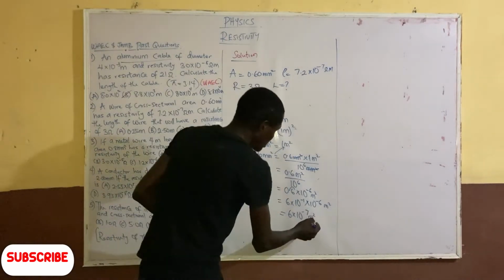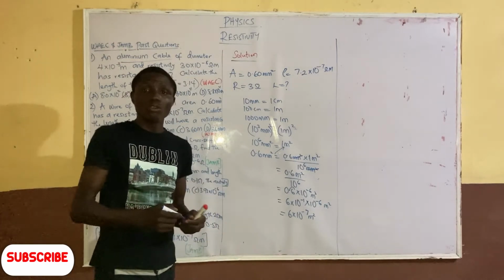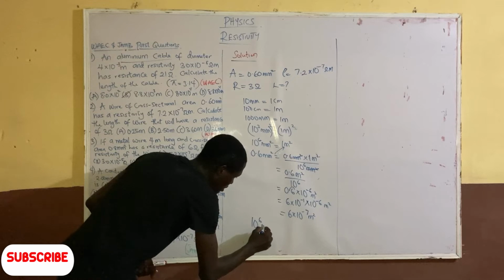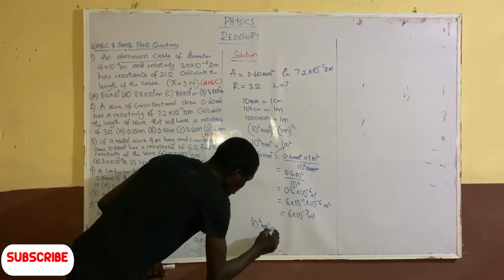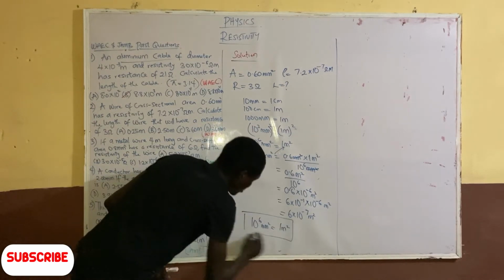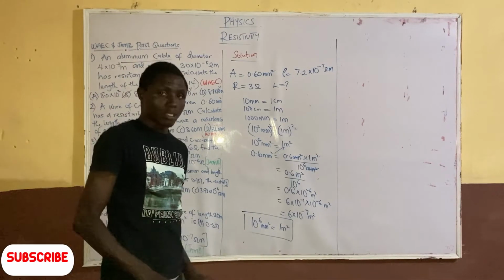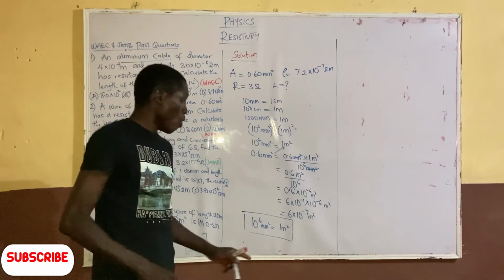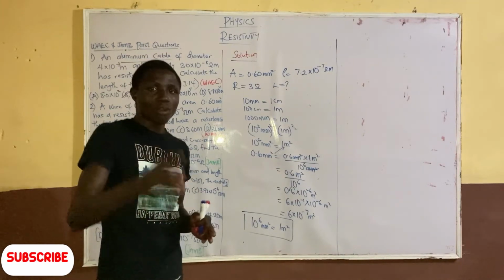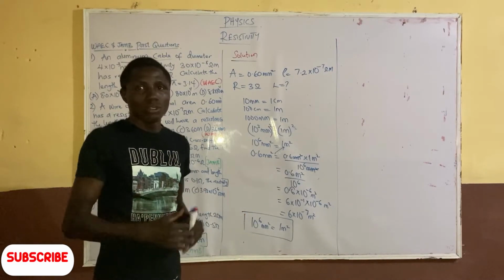That is your area in meter square. Please, if you don't know anything at all in this conversion, note that 10 raised to the power 6 millimeter square is equivalent to 1 meter square. So whenever you are given an area in millimeter square, you can divide by 10 raised to the power 6, or you can multiply by 10 raised to the power minus 6. I hope I'm not confusing you. If you have any questions concerning this, please drop it in the comment box so we can tackle it together once again.